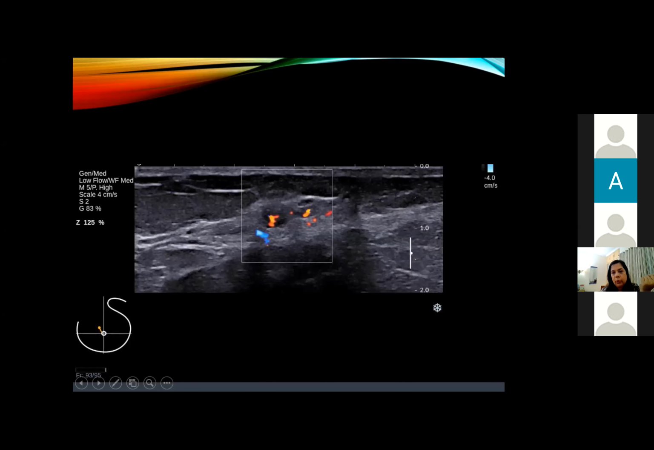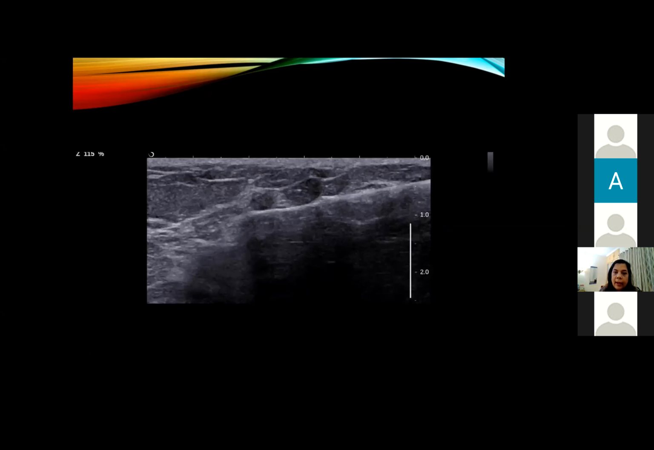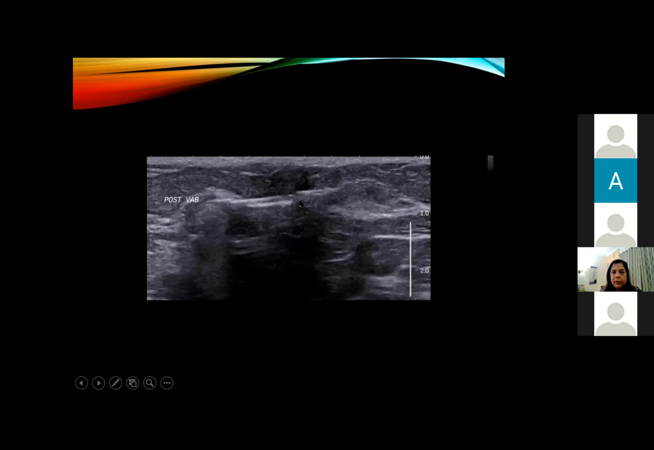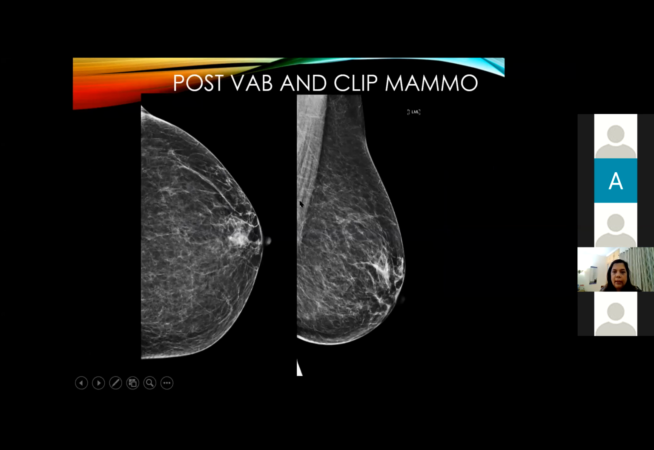And there was color flow. So in this case, we were suspecting a papillary lesion. So instead of doing a core needle biopsy, we took the option of straight away doing a vacuum assisted removal. And that is what we did. This is the thick needle of the vacuum assisted biopsy gun, and we have placed it posterior to the lesion, and we removed the entire lesion. You can see that. And then we put in a clip and we took a mammogram.